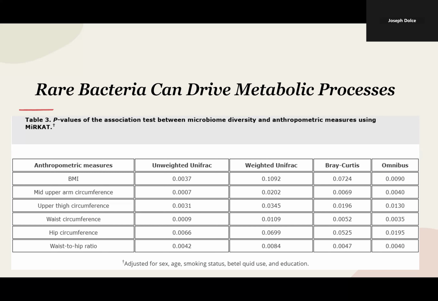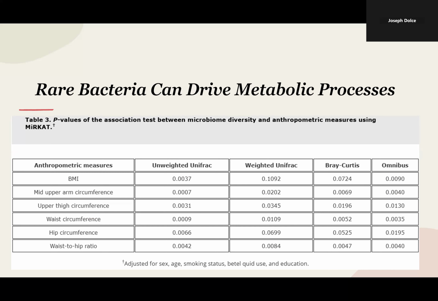To analyze this, different distance metrics were used. First we have the UniFrac distances, which measure microbial similarity while considering evolutionary relationships. There is unweighted UniFrac and weighted UniFrac. The unweighted is looking at more rare taxa, while weighted UniFrac is looking more at common bacteria. The Bray-Curtis dissimilarity, on the other hand, is purely based on microbial abundance and doesn't consider evolutionary relationships.